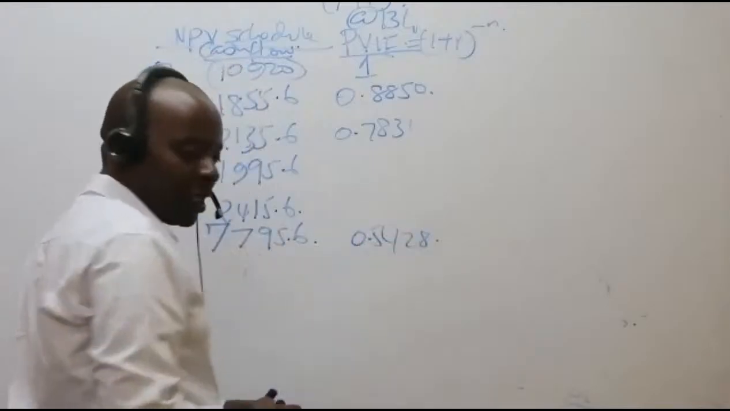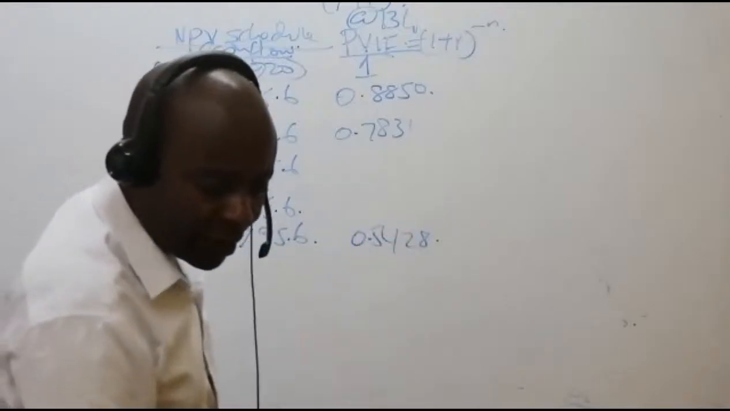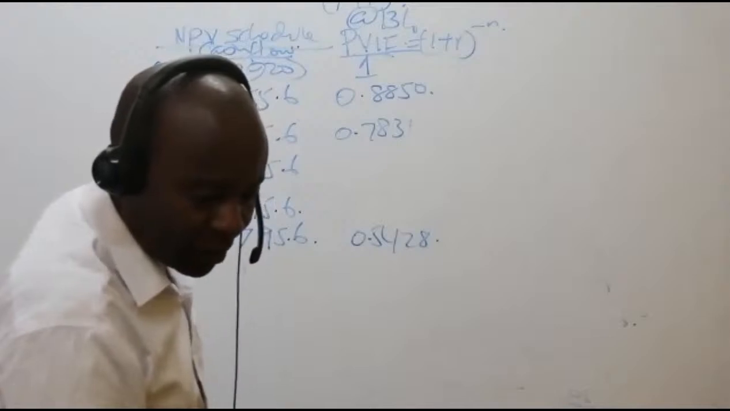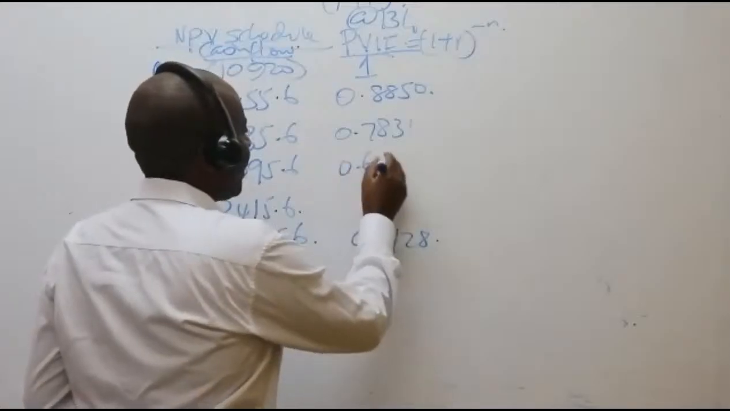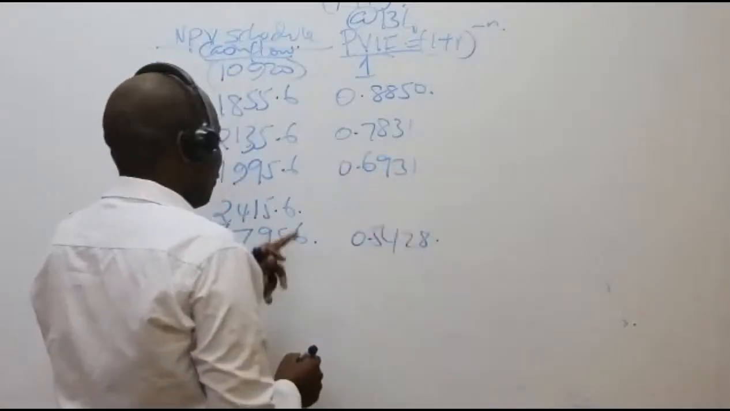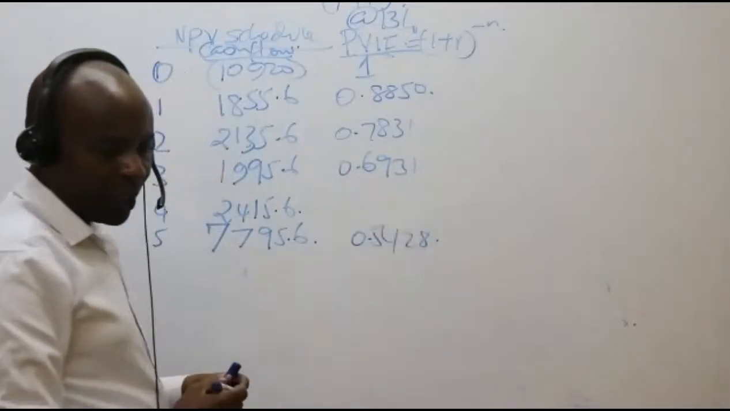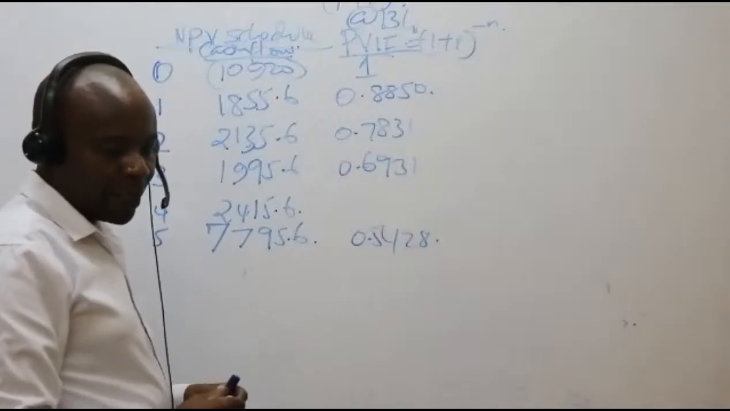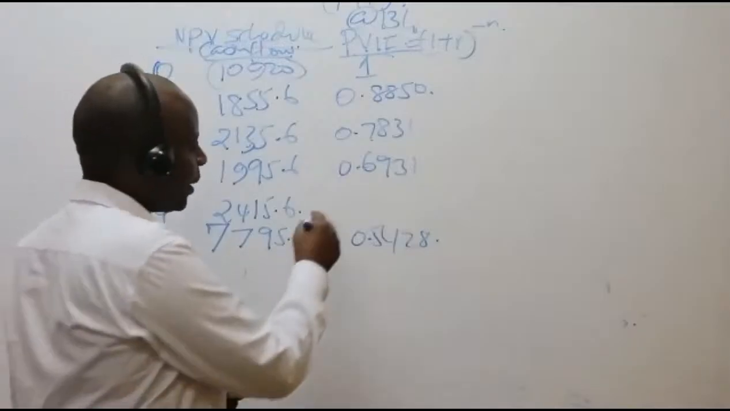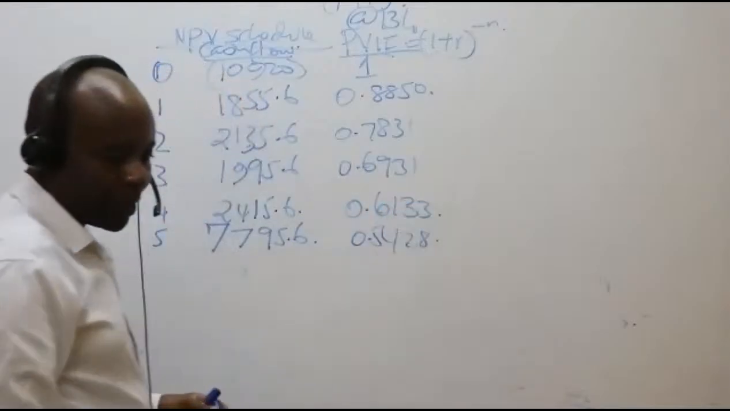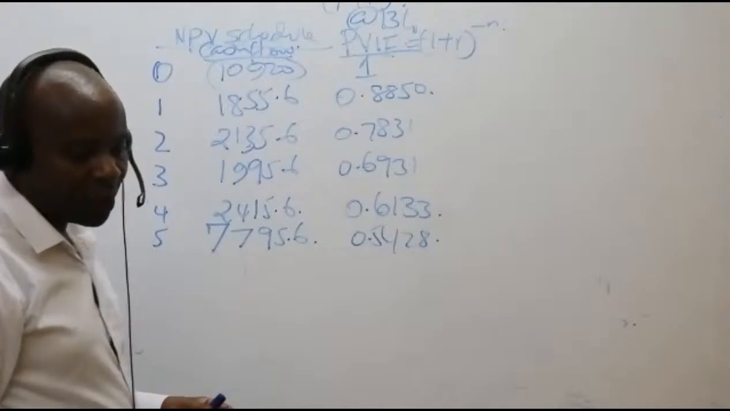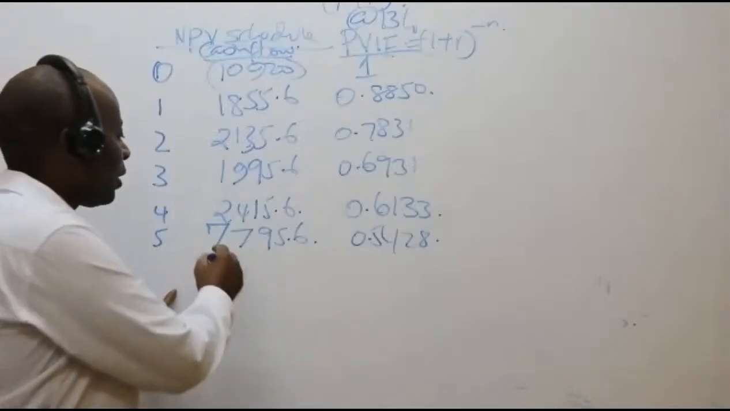0.5428. And then now we have the next one. The third figure, 0.6931, 0.6931. And then now the fourth figure, is there anybody who has got this fourth figure? The fourth figure is 0.6133, like that. Thank you very much. There is a student who is asking how we got this figure.